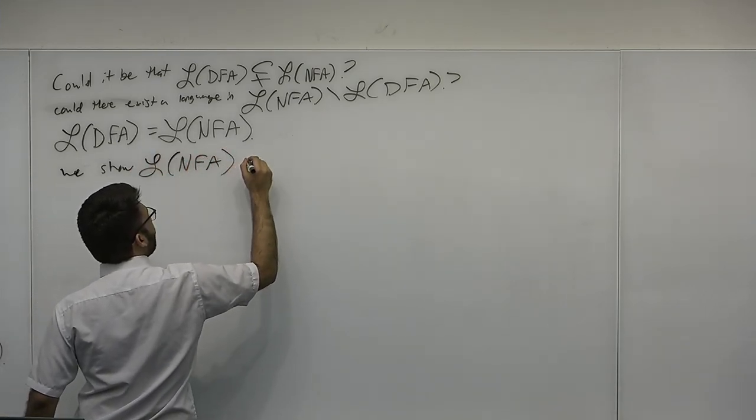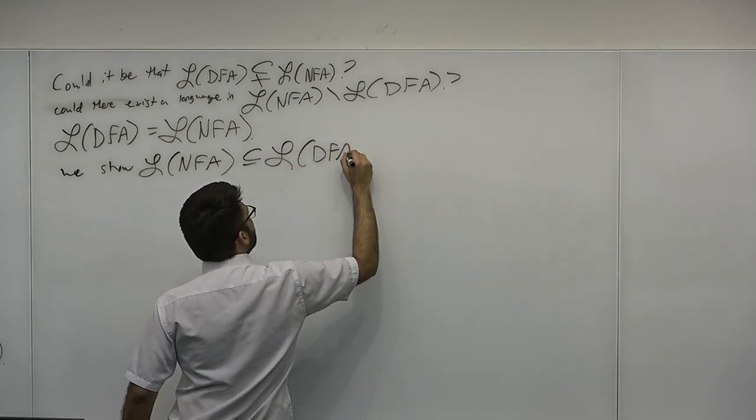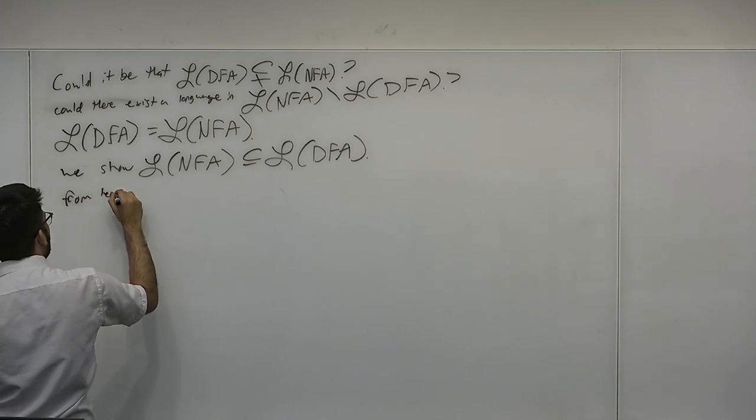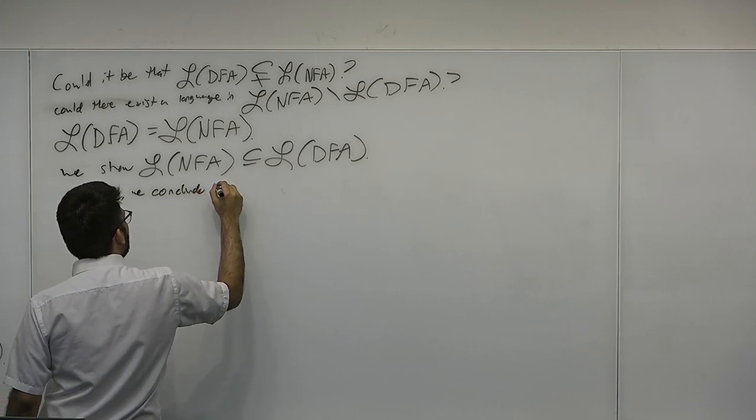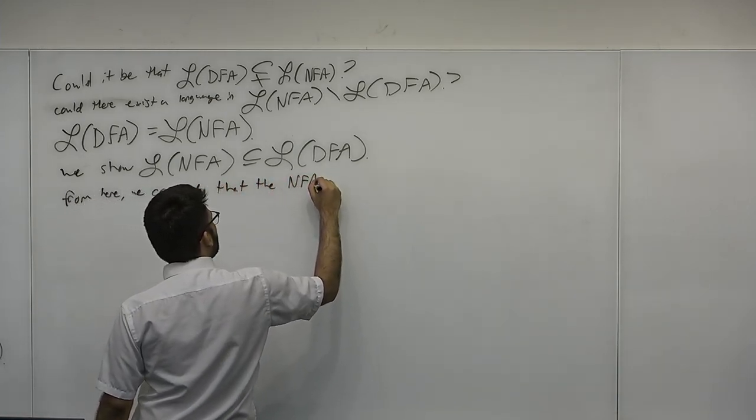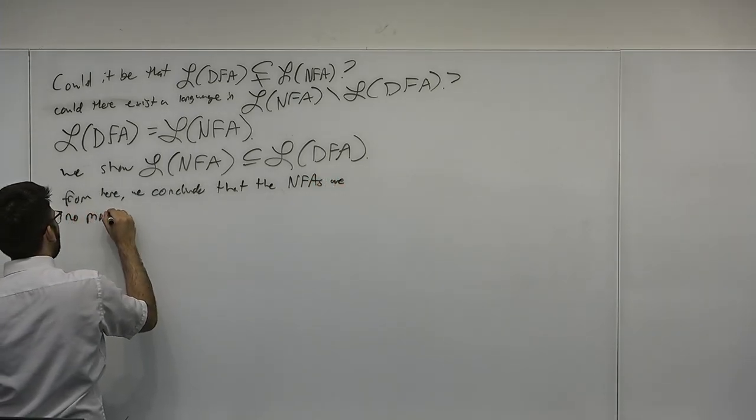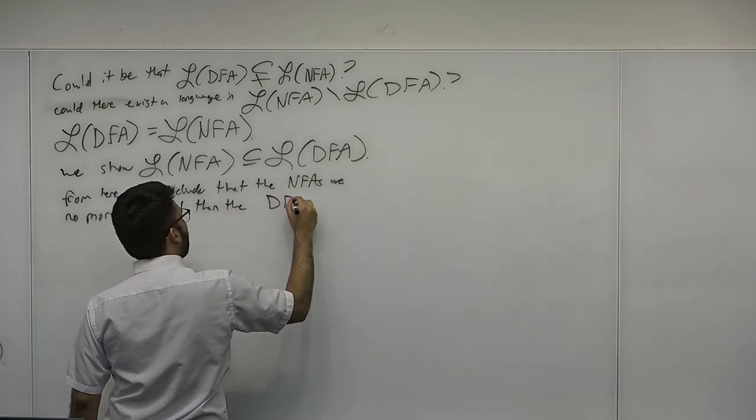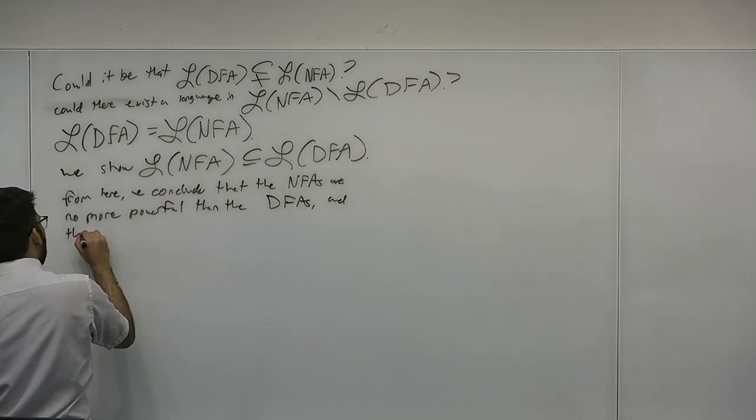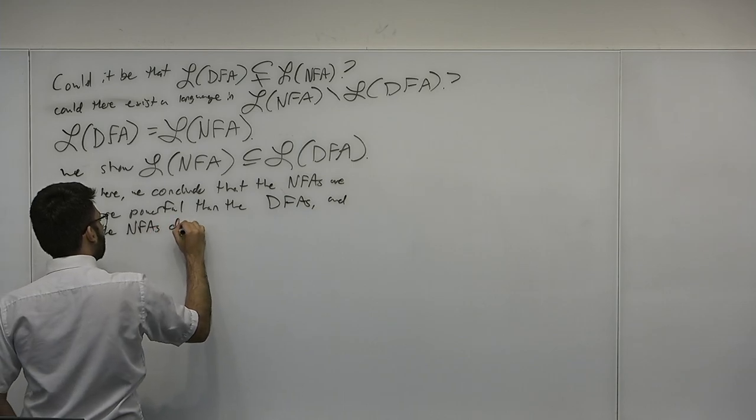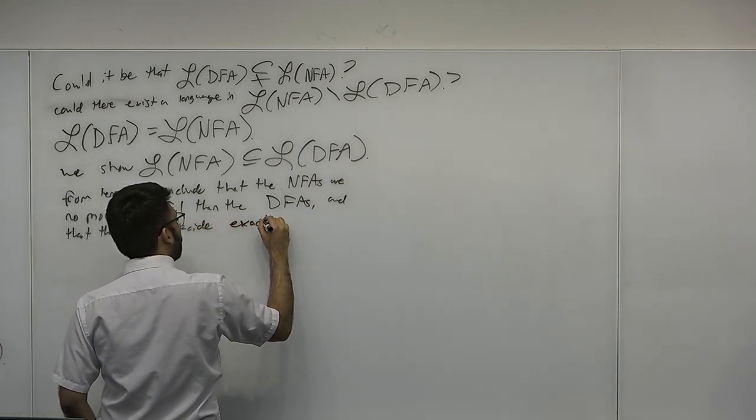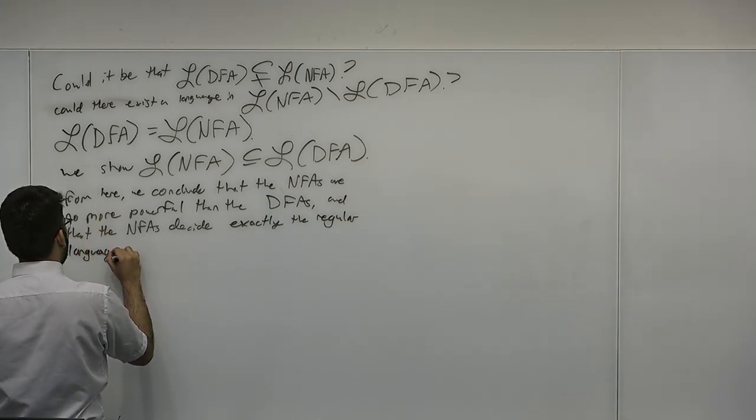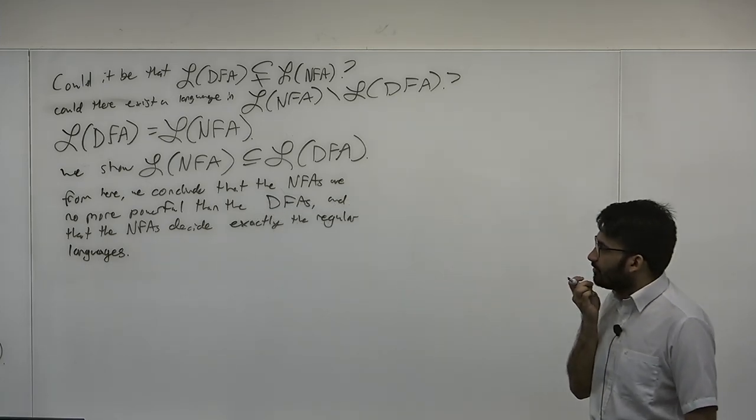For every language decidable by an NFA, we're going to show it's decidable by a DFA. Here, we conclude that the NFAs are no more powerful than the DFAs, and that the NFAs decide exactly the regular languages. So we're going to convert an NFA into a DFA, basically.